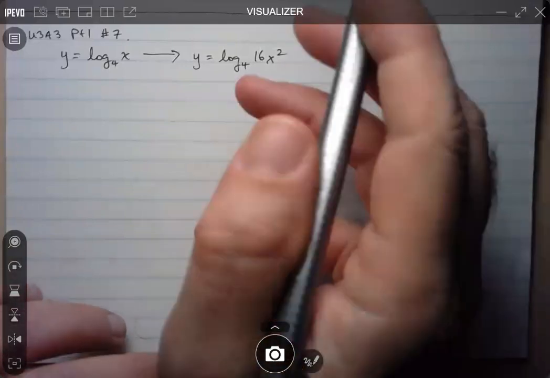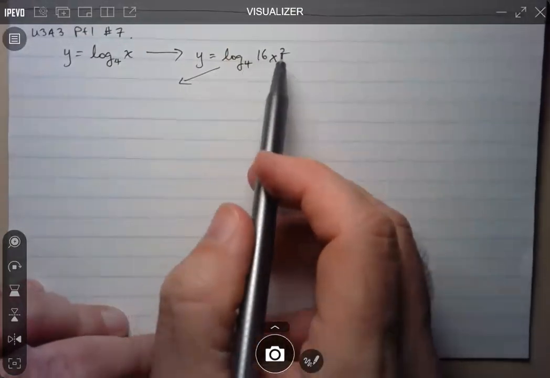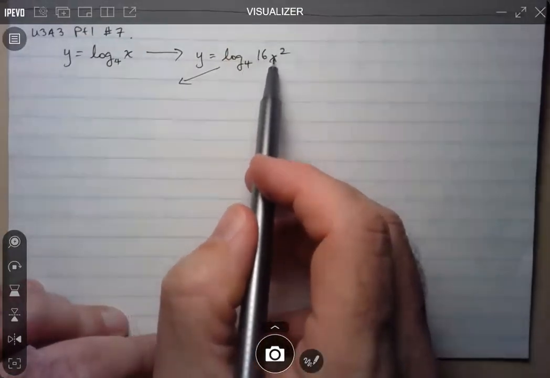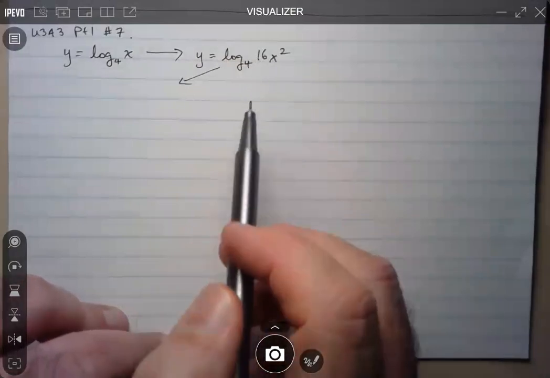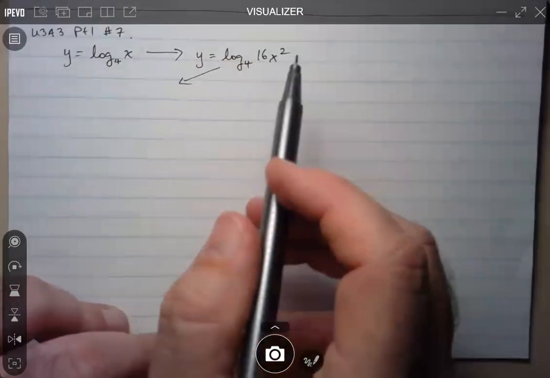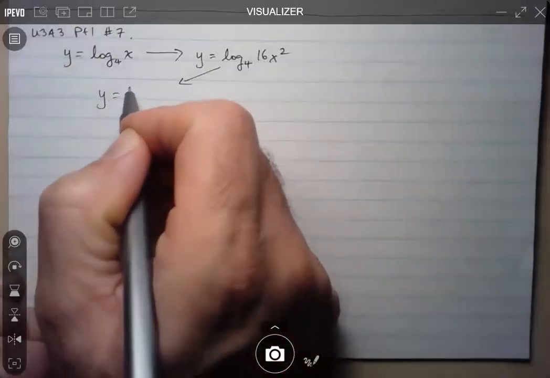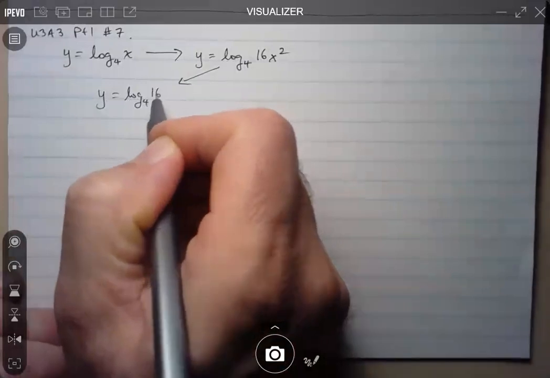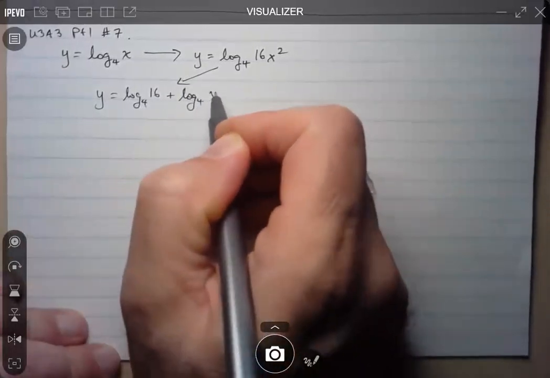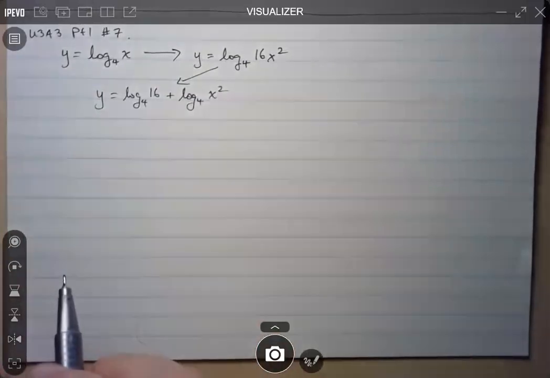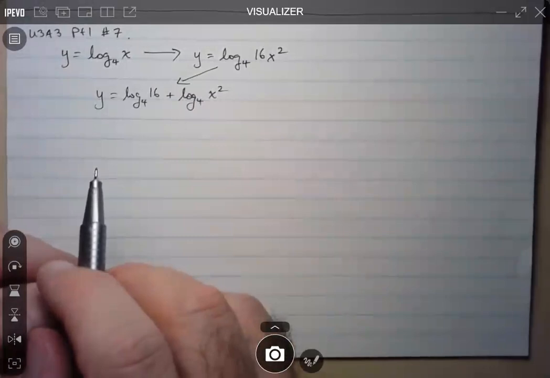I'd probably say the most direct way of doing it is, yes, I've got this x squared, but I can't apply the ski-slope rule as it is because it's being multiplied by 16. So the first thing I see is that I can split this up as log base 4 of 16 plus log base 4 of x squared. In other words, use the first law of logarithms.